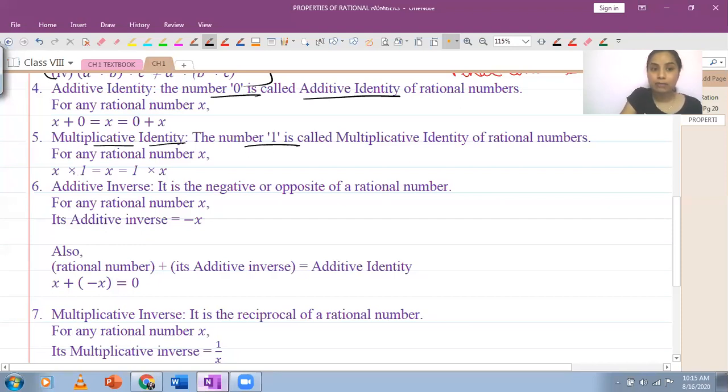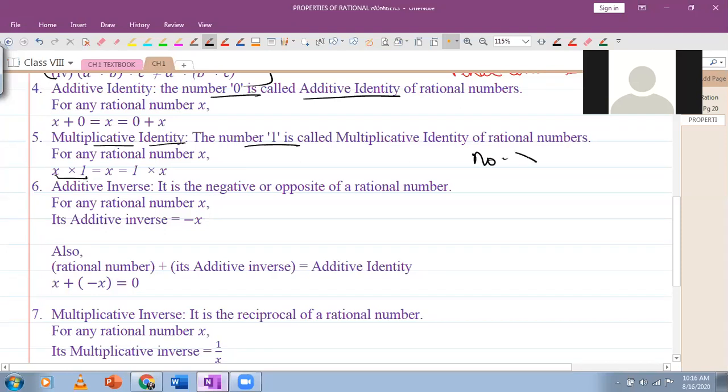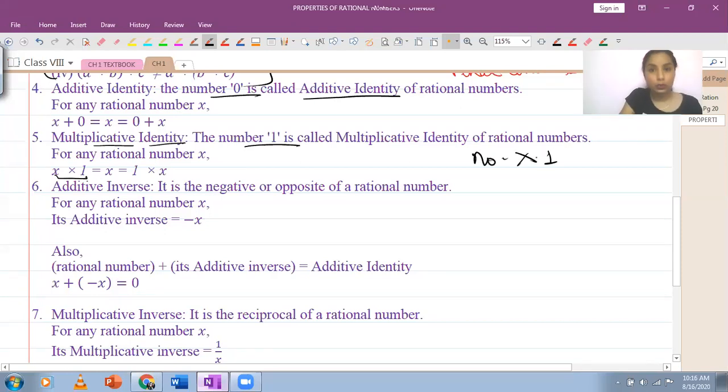So either I multiply, this is called post multiplication. जब आप किसी भी number के पीछे into 1 लिखते हो, this is called post multiplication, or you could write this 1 into the number. The answer will be number itself in both cases. Right? So this is the multiplicative identity.